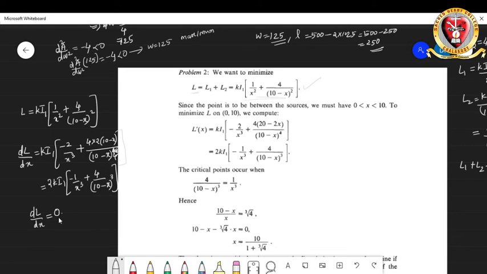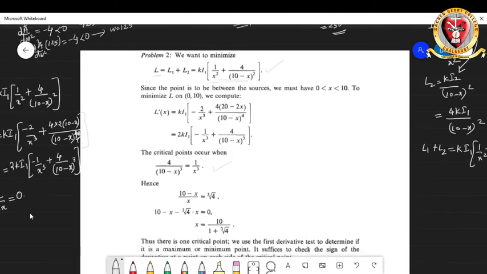Then you have to equate dL by dx to be equal to 0. So you have this to be equated to 0, then 2kI1 is a constant, so you have minus 1 by x cube plus 4 by (10 minus x) the whole cube to be equal to 0. So you have 4 by (10 minus x) the whole cube is equal to 1 by x cube.